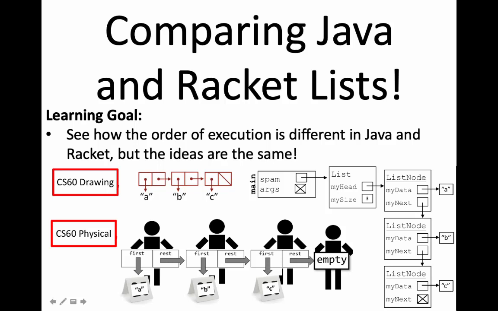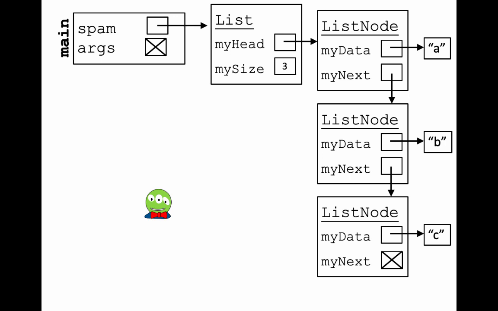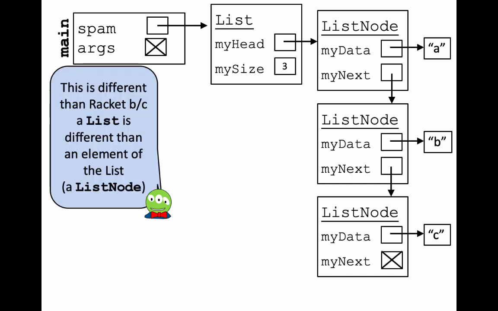Okay, here we're going to do a brief comparison of Java and Racket lists. And we're going to start with two exercises for you to do. Okay, so the first one is I've got this list saved in the variable spam.